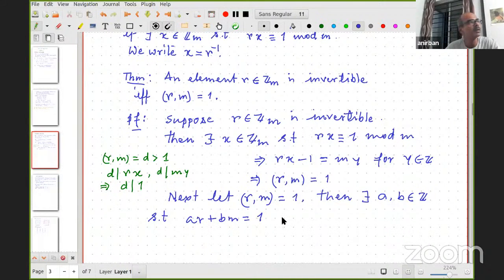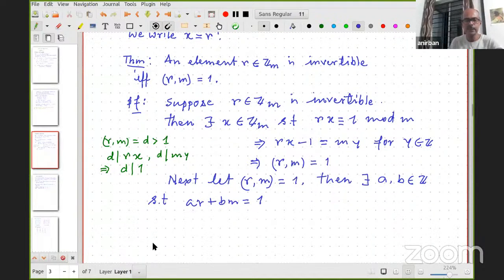Given an element in Zm, how do you find the inverse? How do you find the inverse of that? We will discuss that in the tutorial, so I'm not elaborating on this. Just remember this fact that if the GCD is 1, then there exist A and B integers such that this linear combination is 1. In fact, I should also mention that if the GCD is something else also, then you can write the GCD as a linear combination of these two elements.